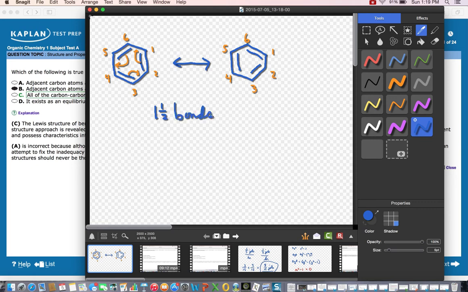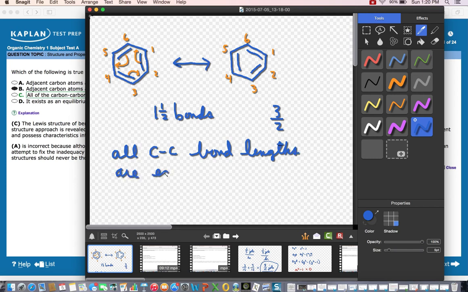If I look at C2, C3, in the first structure it's a single bond, but in the second structure it's a double bond. So it's 3 bonds over 2 resonance pictures. That's where we get the 1.5. That's 3 halves. So all of the bond lengths are equal. So all carbon-carbon bond lengths are equal.